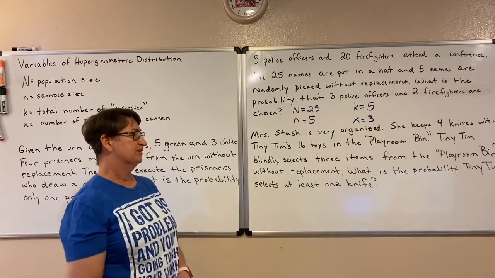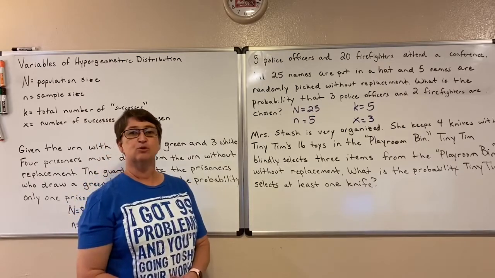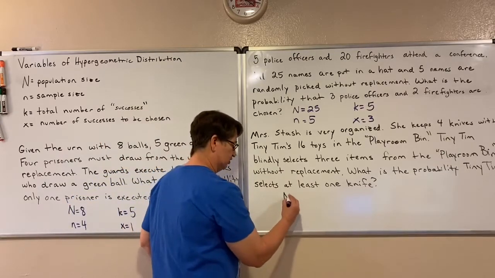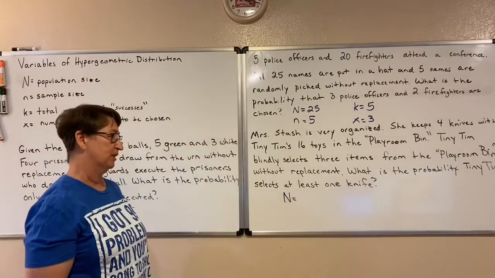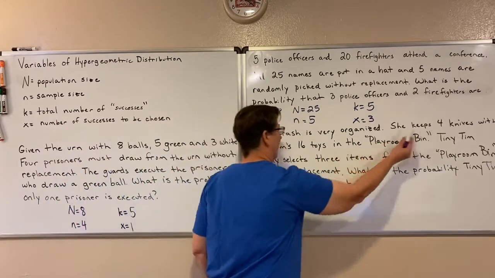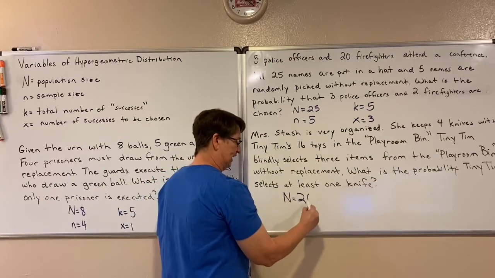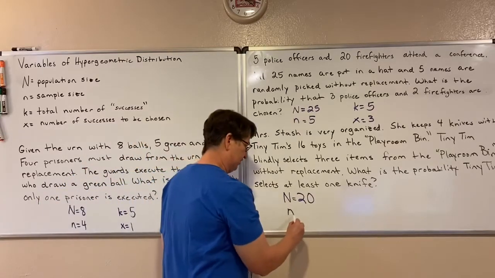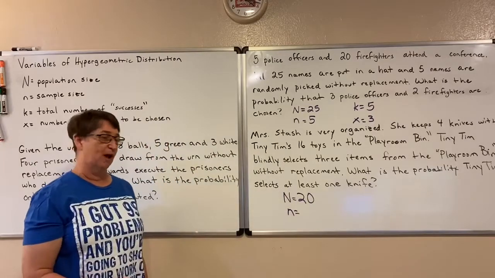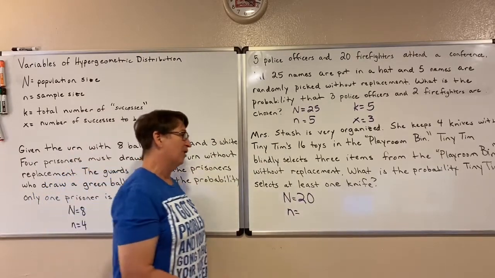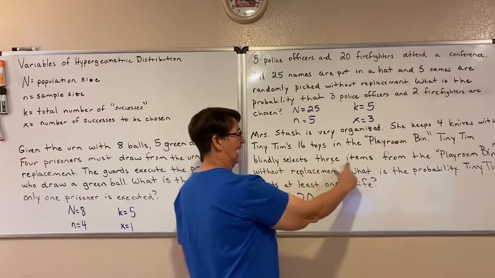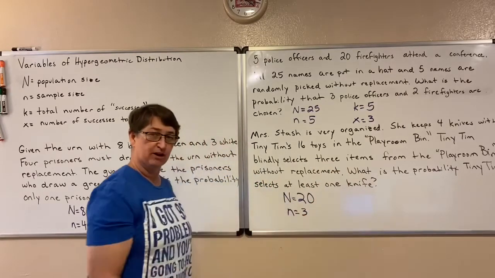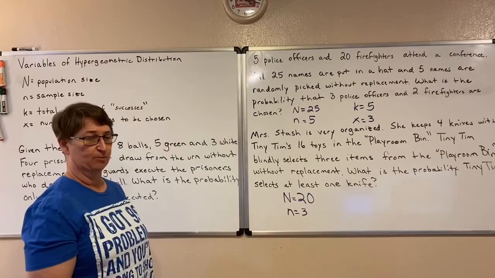On our last one, Tiny Tim is pulling out of a whole collection of objects in his playroom bin. The entire collection of objects in his playroom bin makes up the population. And he has a total of 4 knives plus 16 toys, which gives me 20 total objects in that playroom bin. So his population size is 20. The sample is the number that he is pulling out from that population. And here he is pulling out 3 items from the playroom bin. He's going to remove 3. So 3 is the number in our sample. That's how many he's removing from that entire population.